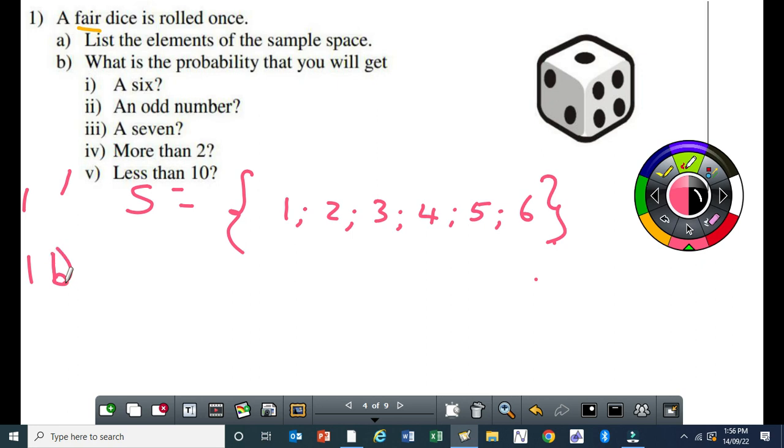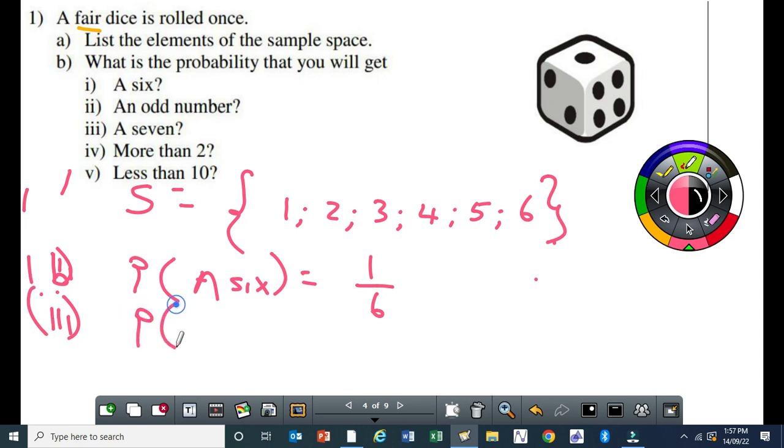1B, what is the probability that you get a 6? 1 over 6. So this would be P, a 6. Okay? Now a 6 is our event. So there's only one, so it will be 1 over 6. So this is then P, an odd number. Okay, so we've got a 1, a 3, and a 5. So that will be 3 over 6, which is a half.